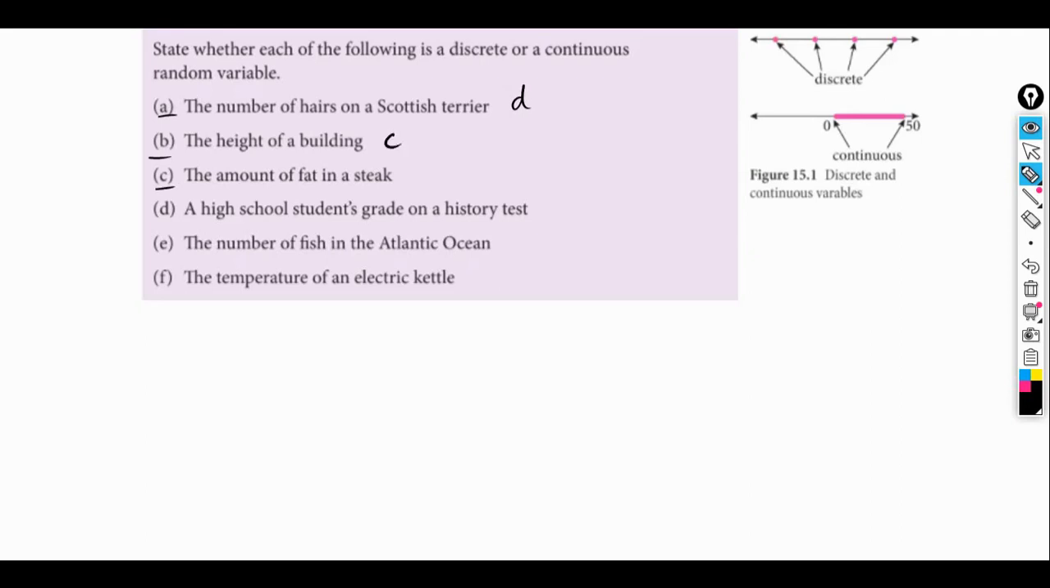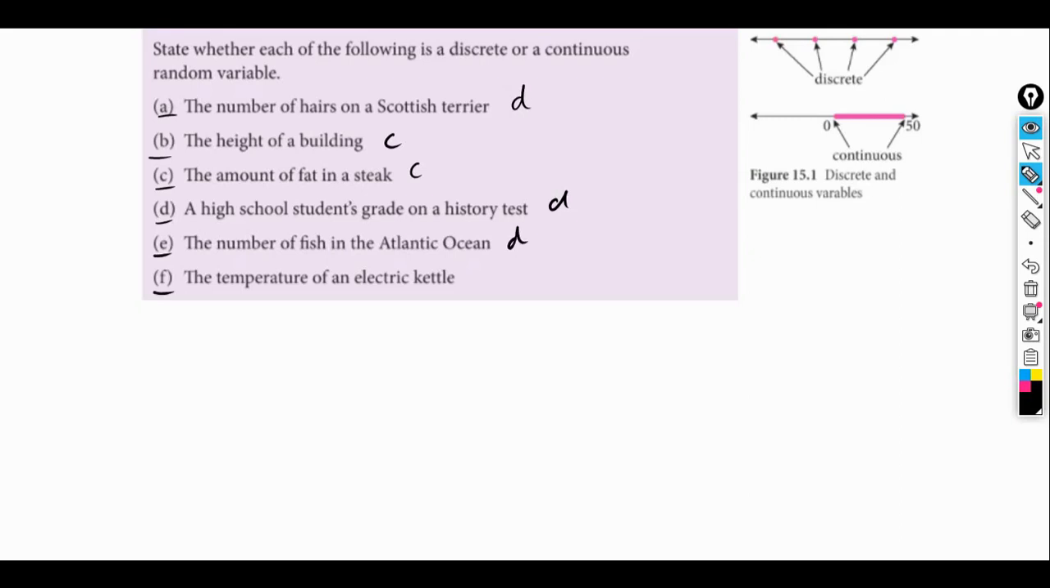C, the amount of fat in a steak. Well, this is continuous since the amount of fat could be 0 up to the maximum amount of fat that can be held in one piece. For letter D, a high school student's grade on a history test. Well, this is obviously discrete because no matter how detailed a score the teacher gives, the grades are isolated points on a scale. Letter E, the number of fish in the Atlantic Ocean. Although this is an unfathomably large number, it is still theoretically countable, hence discrete.